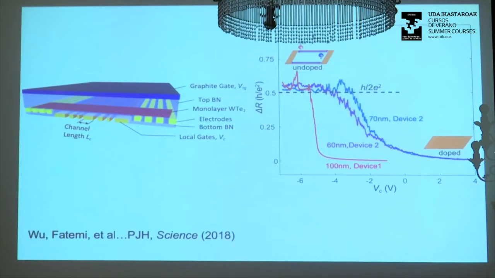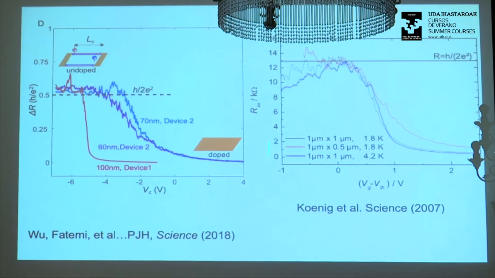So you can do that for a variety of devices and of different lengths, and then check how all this is working. And we always see a step of magnitude about h over 2e squared. As you know, for quantum spin Hall, things are not very well quantized, okay? Now, this is very similar. This is more or less the same thing.